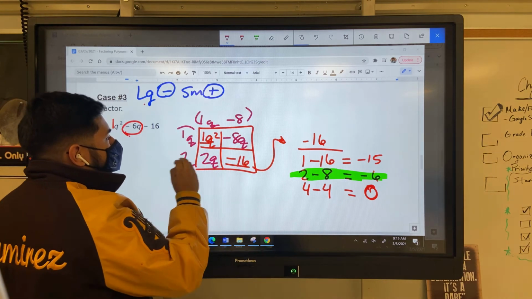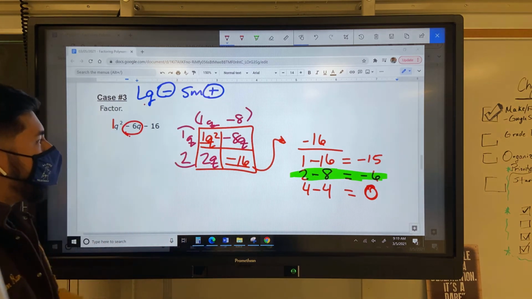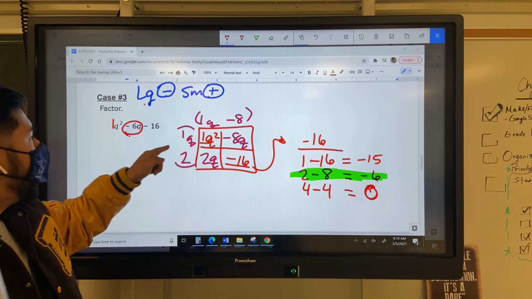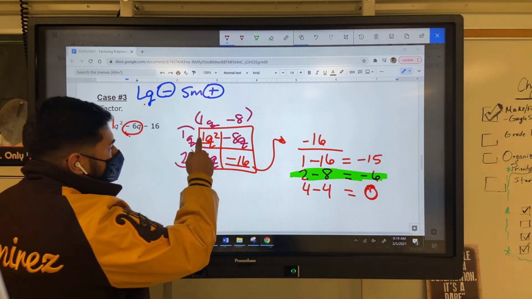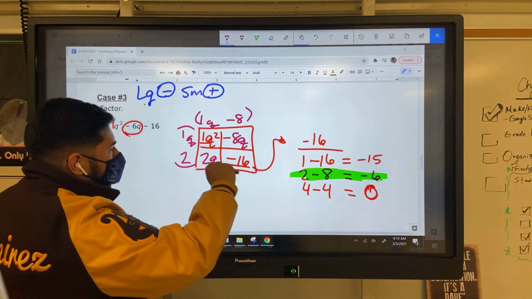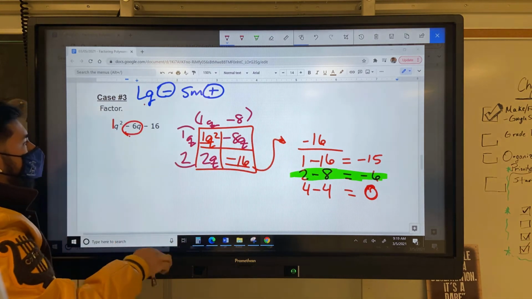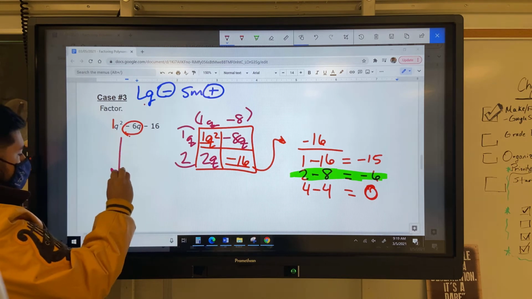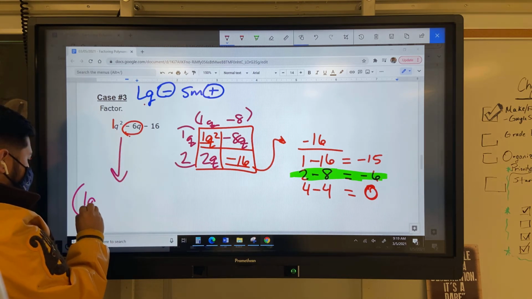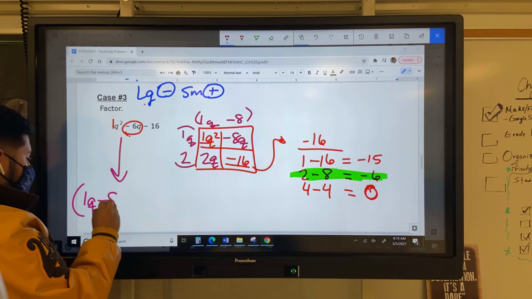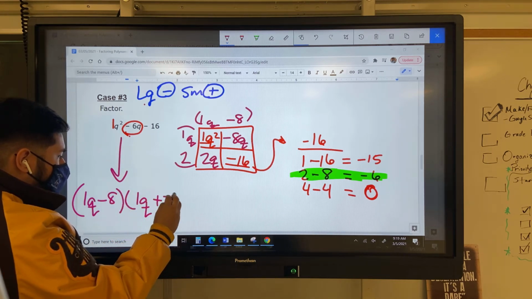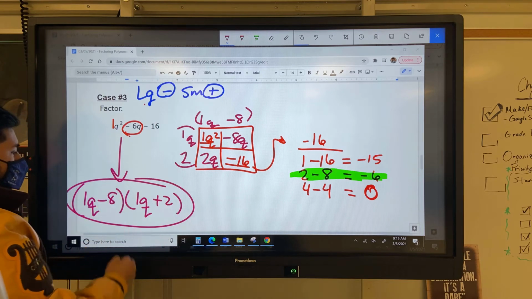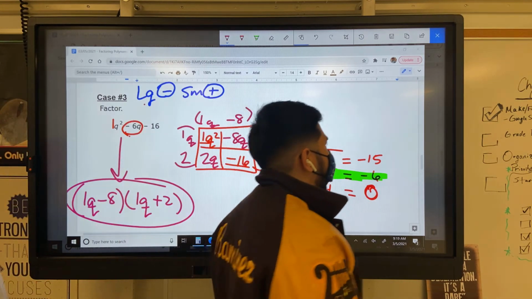This factoring section is actually the easiest because we're only dealing with 1 in the front. But once that number changes, it is going to be a little different. But just get used to multiplying 1 times whatever gives me 16 or whatever is there, okay? So my answer is 1q minus 8, 1q plus 2. One more case, one more.